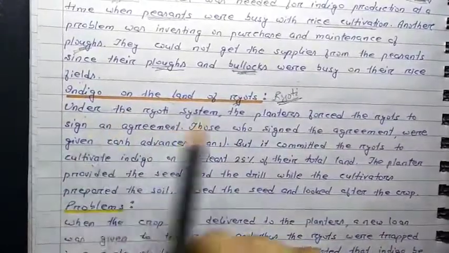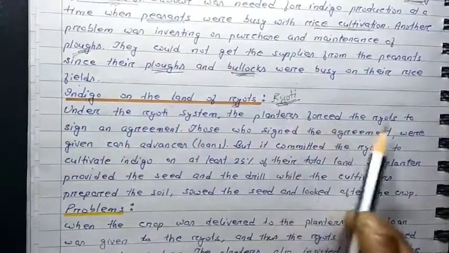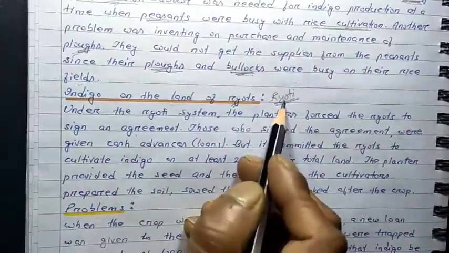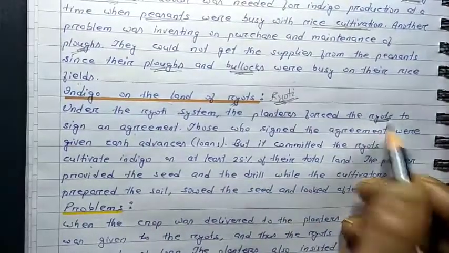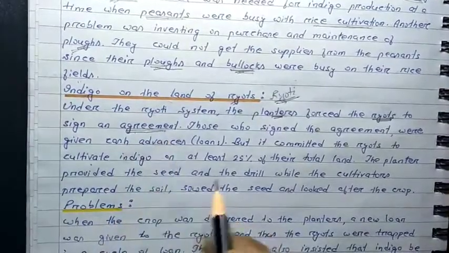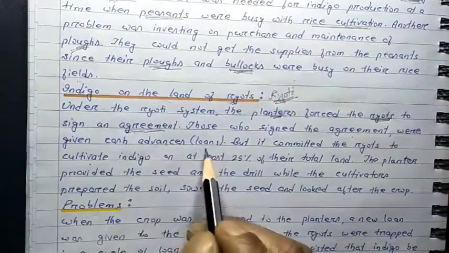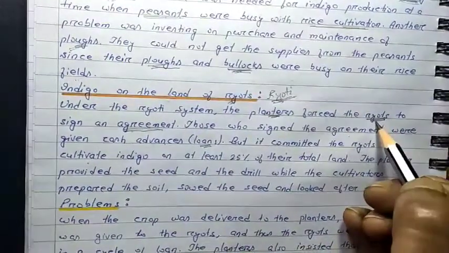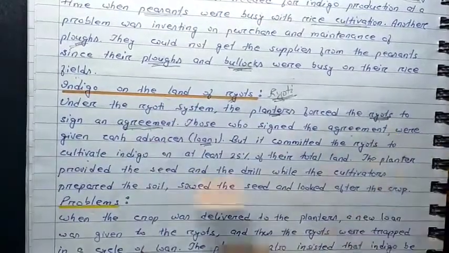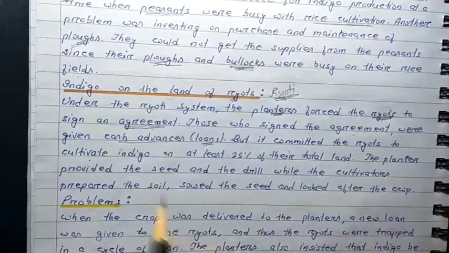Okay, let's see what is the meaning of Rioting system. Under the Rioting system, the planters forced the riots to sign an agreement. In the system of Rioting, between the riots and the planters, one agreement was signed. And what was mentioned in the agreement? Those who signed the agreement were given cash advances or loans. The riots or the peasants who signed the agreement were given cash advances or loans at, you can say, low interest.